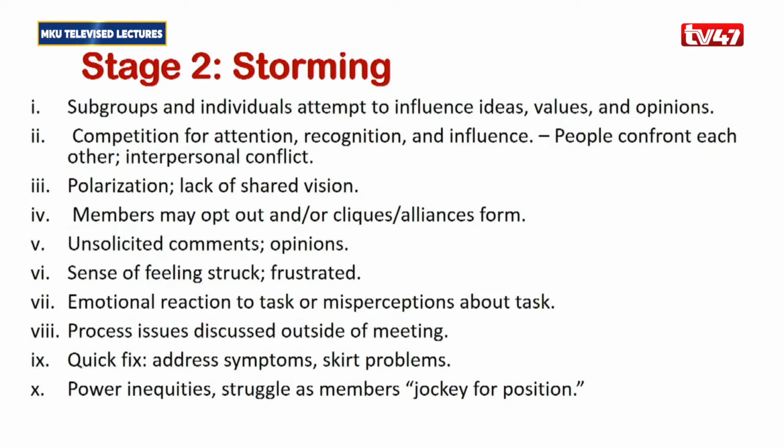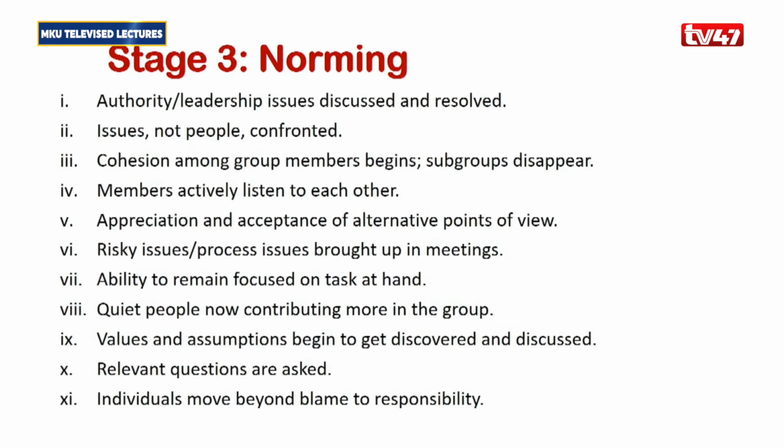But if the group gets out of this, then they go to the next stage, when things start normalizing, the norming stage. So there is some authority and leadership. When a stormy situation has gone on for some time, there's the emergence of authority and leadership issues, and it's discussed and resolved. Some members will emerge to do that. Issues, not people, are confronted. So you confront an issue other than confronting the people.